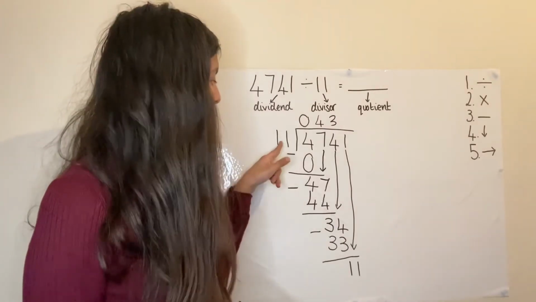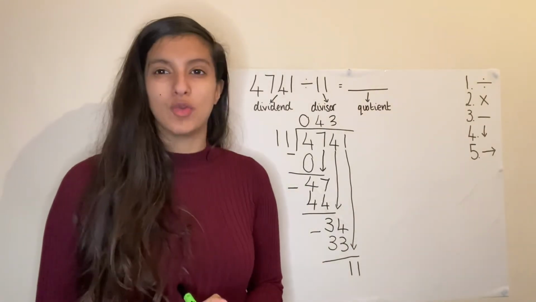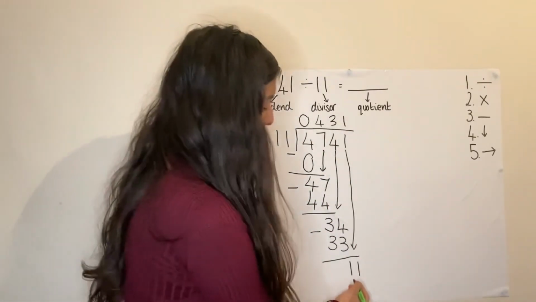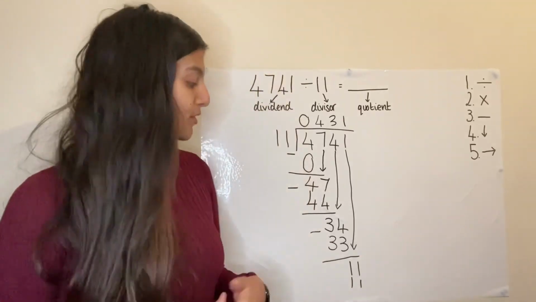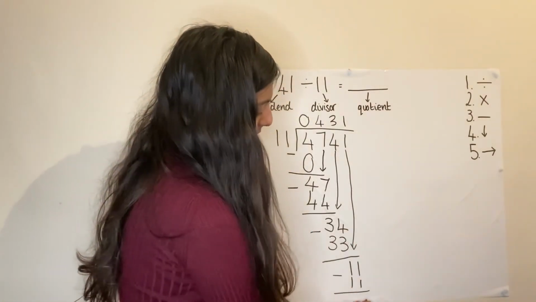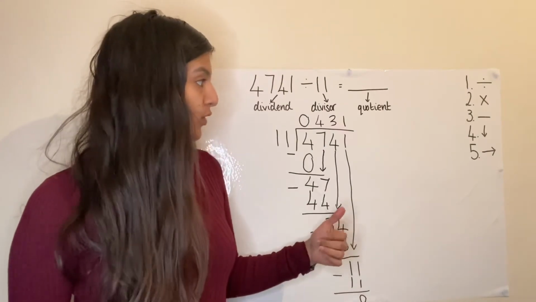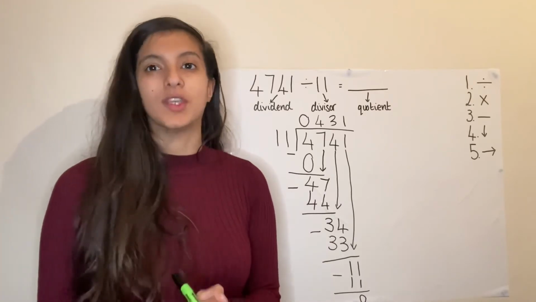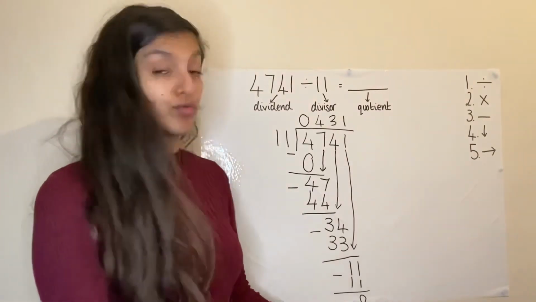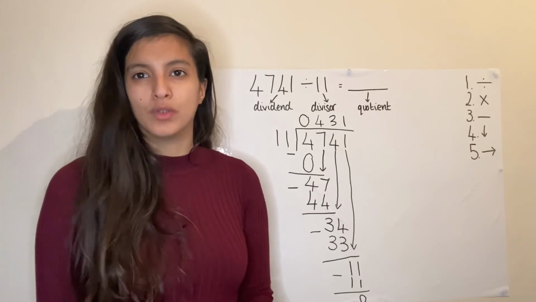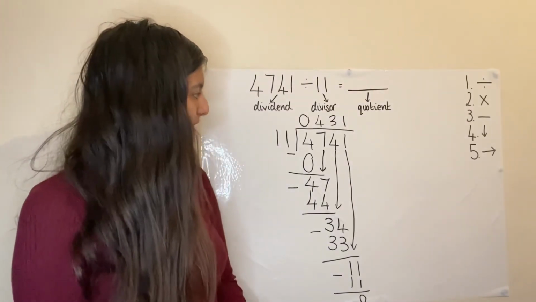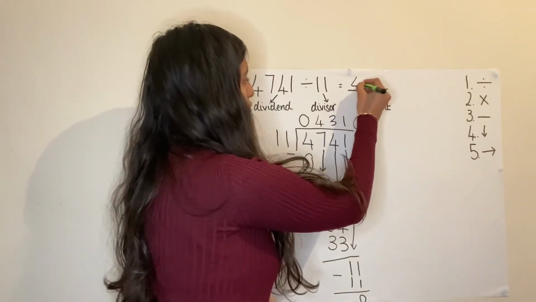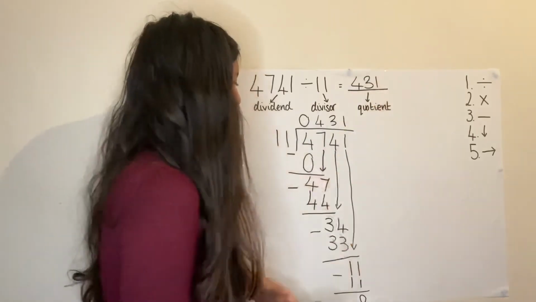Now I need to see how many times does 11 go into 11. 11 goes into 11 once, so I'm going to put 1 over here. Step 2 is to do 11 times 1, which is 11. Step number 3 is to subtract them together, so 11 take away 11 equals 0. Step number 4 is to drag the next number down, but I haven't got another number, so I'm unable to drag down, which means my division is complete. And I've also reached 0, so I can't divide any more into that number. So my answer to 4,741 divided by 11 is 431.